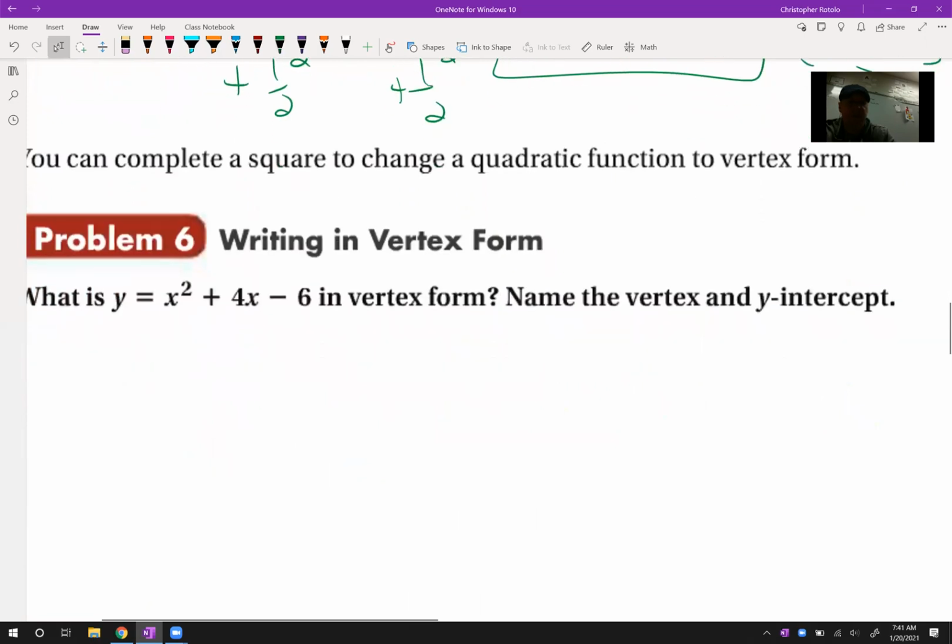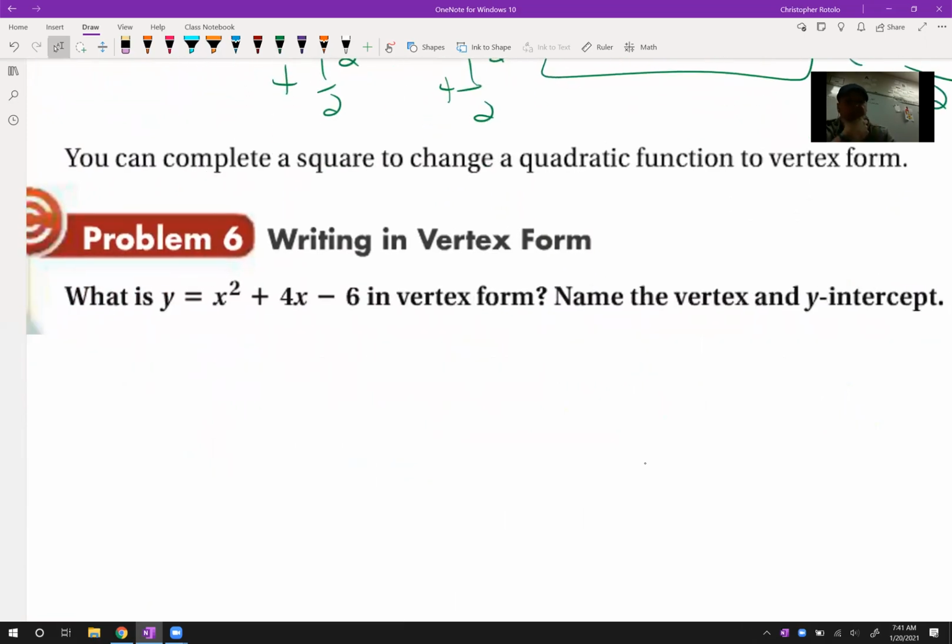Now, there's one thing we're going to do soon, which is change from vertex form to standard form and back and forth. So I just want to show you how we can do that. Okay, so what we're going to do is work with this thing right here. And again, A is 1 and B is even. So we're okay with doing this process right now. So we're going to take this x squared plus 4x plus blank, minus 6 plus blank, and it equals y.